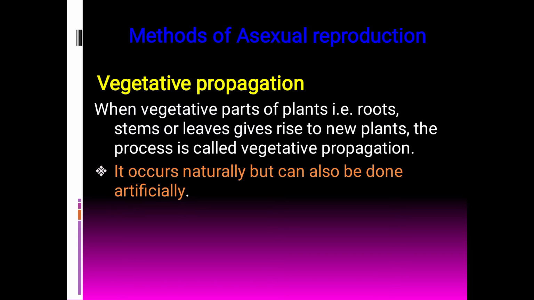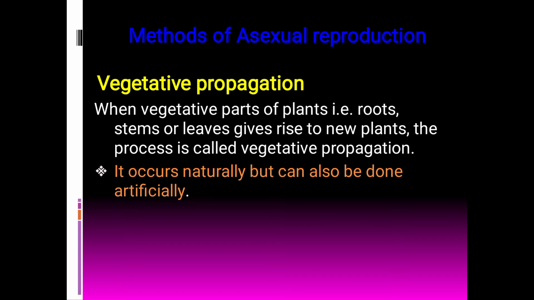In today's topic, we are going to discuss the methods of asexual reproduction. In previous lectures, we discussed the methods of fragmentation, budding, spore formation, binary fission, multiple fission, etc. Those were the methods of asexual reproduction. In today's topic, we are going to discuss the next method of asexual reproduction, that is vegetative propagation.